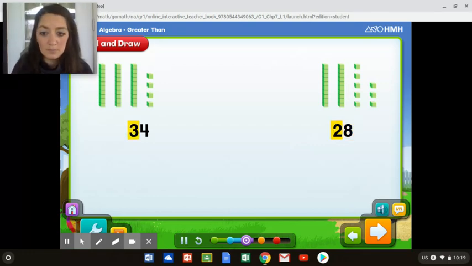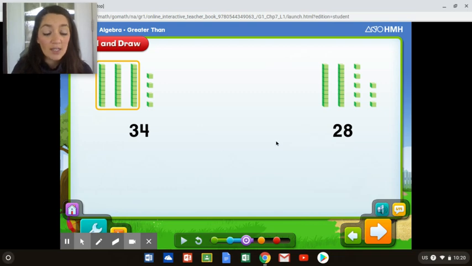Let's look at the tens in each number first. If the tens are different, then the number with more tens is greater. So if the numbers in the tens place are different, then we just have to look at the tens place. We don't have to look at the ones.